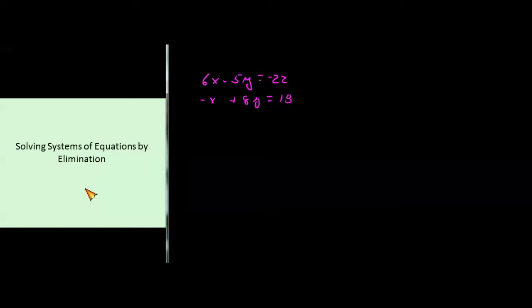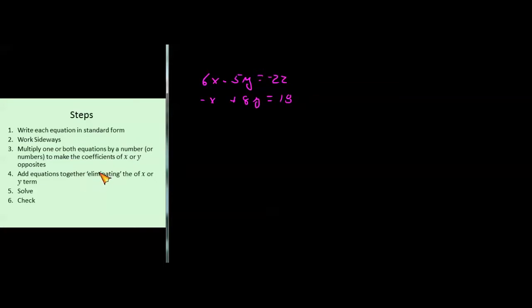Now, let's look at the steps. First step is to write the equations in standard form. That's done. Next step, work sideways. You're not going to hear me say that very often, but I want you to work to the right. Always. Always work to the right. And what we want to do is eliminate a variable, either the x or the y's. And we do this by adding the equations together.